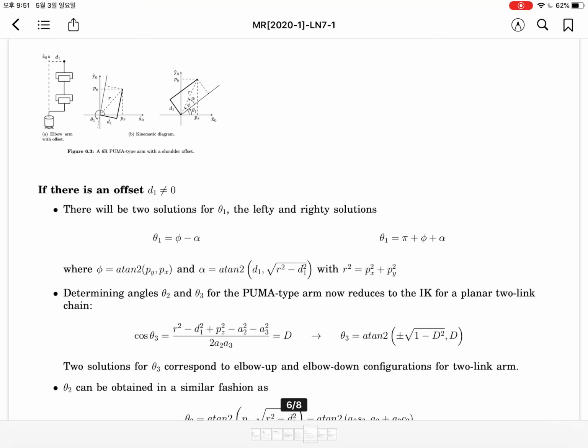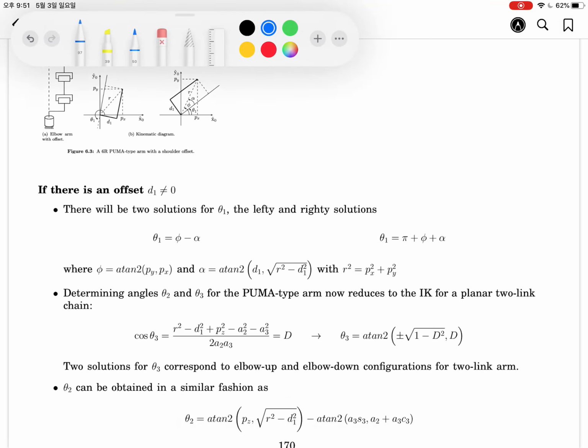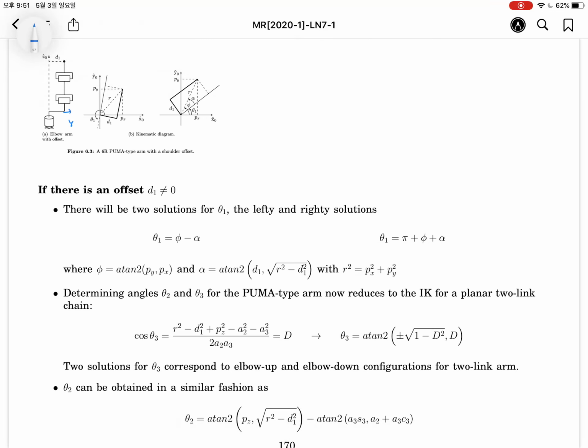For the practical issue, the Puma 560 has the offset. Okay, Puma 560, as you know, this axis is aligned with the y. Okay, and 0. In this case, D1 is non-zero.